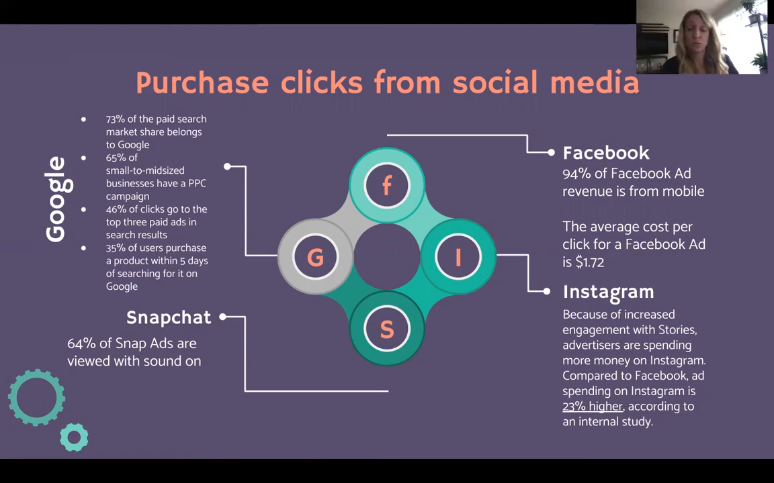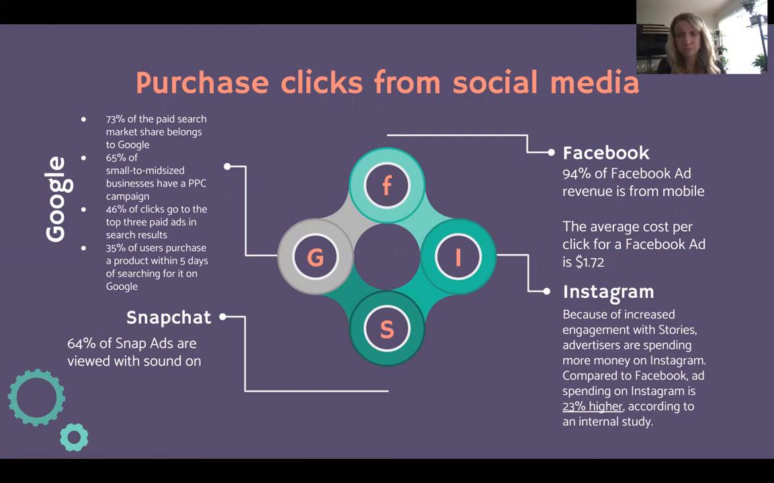Snapchat. So 64% of Snapchat ads are actually viewed with their sound on, which is a huge number. Facebook. So 94% of Facebook's ad revenue is from mobile. No surprise here, right? You are going through your newsfeed and you come along something, you click on an ad, you get down a rabbit hole, you maybe buy something. So definitely from mobile. They're also using the cookies that come from you clicking on ads or clicking on business pages to follow you around with those ads.